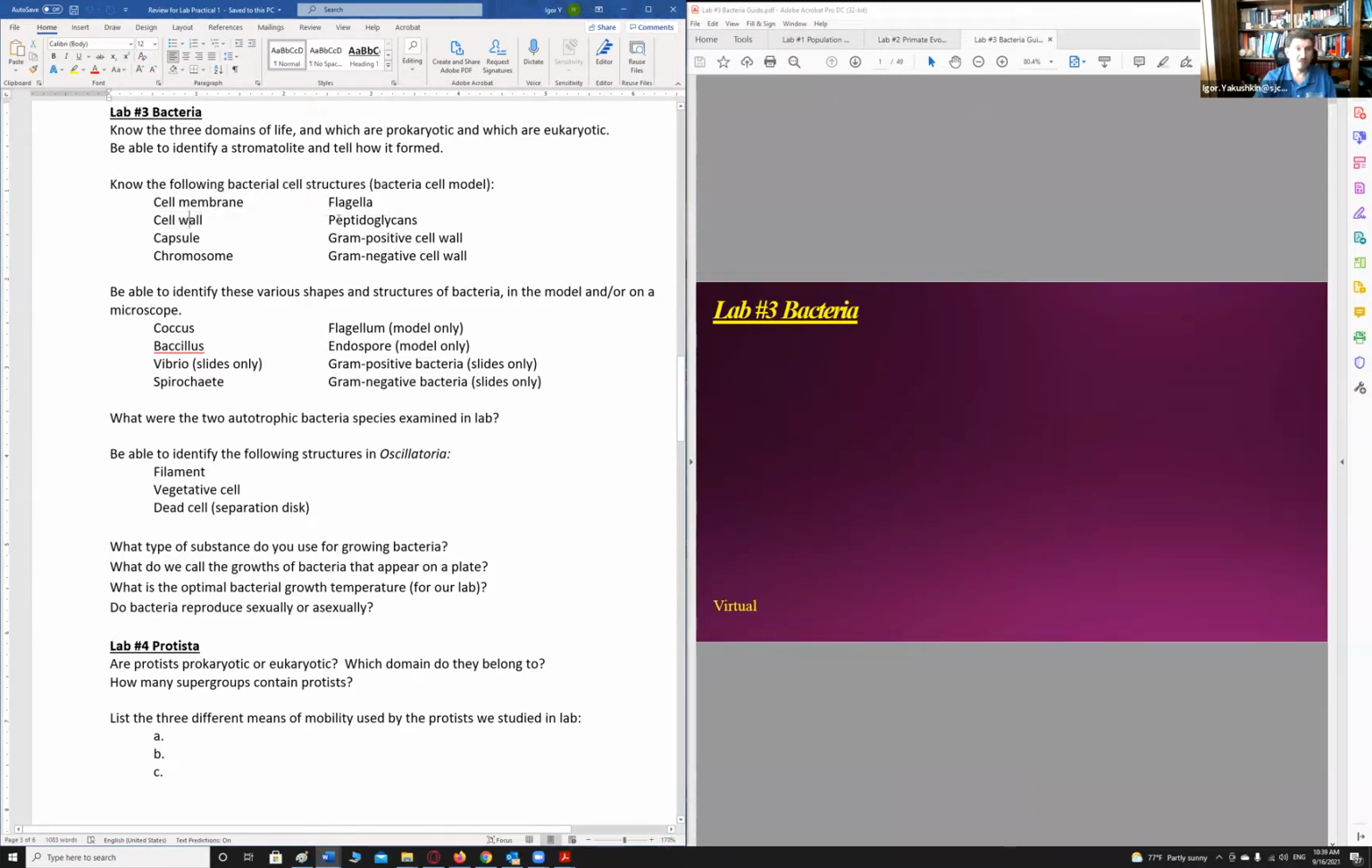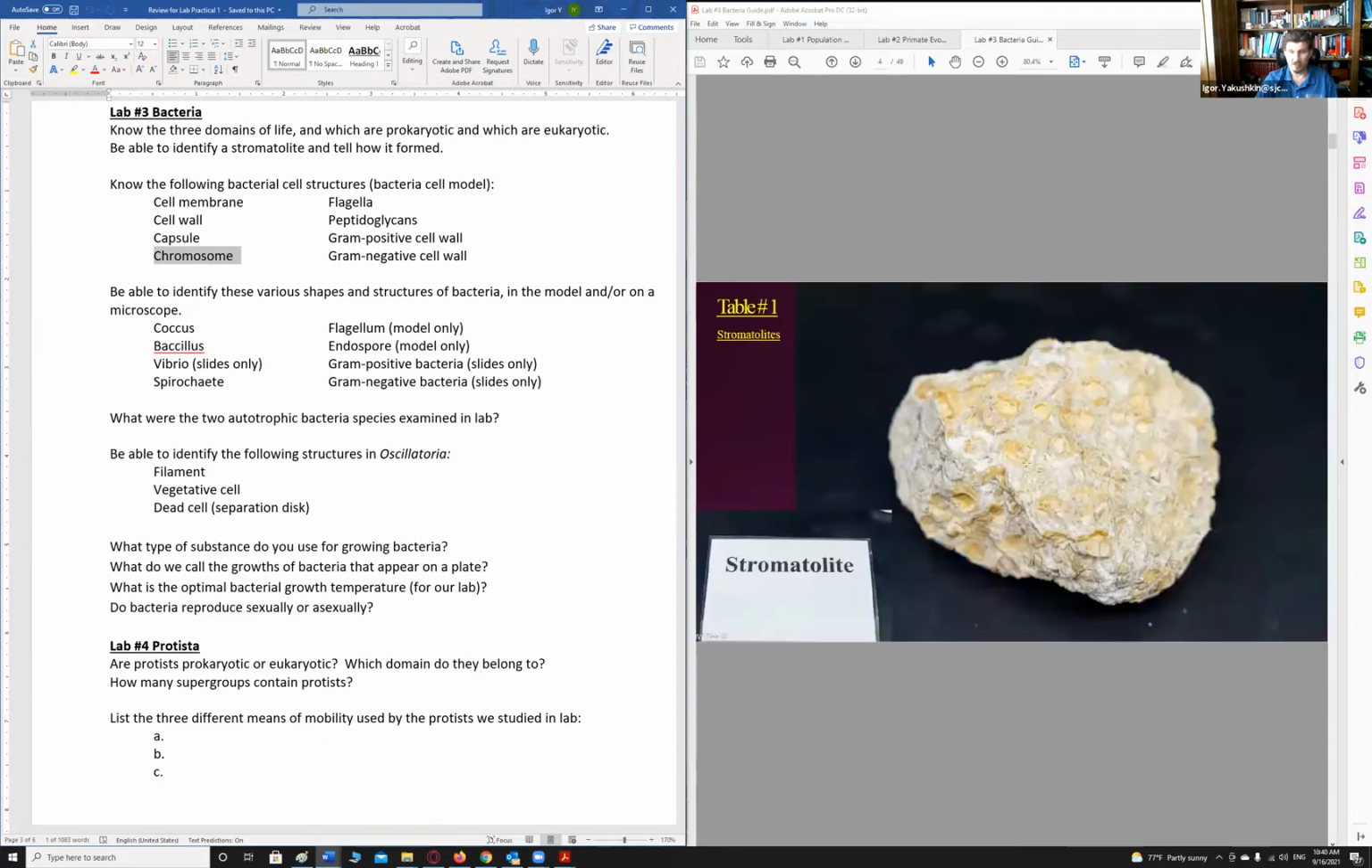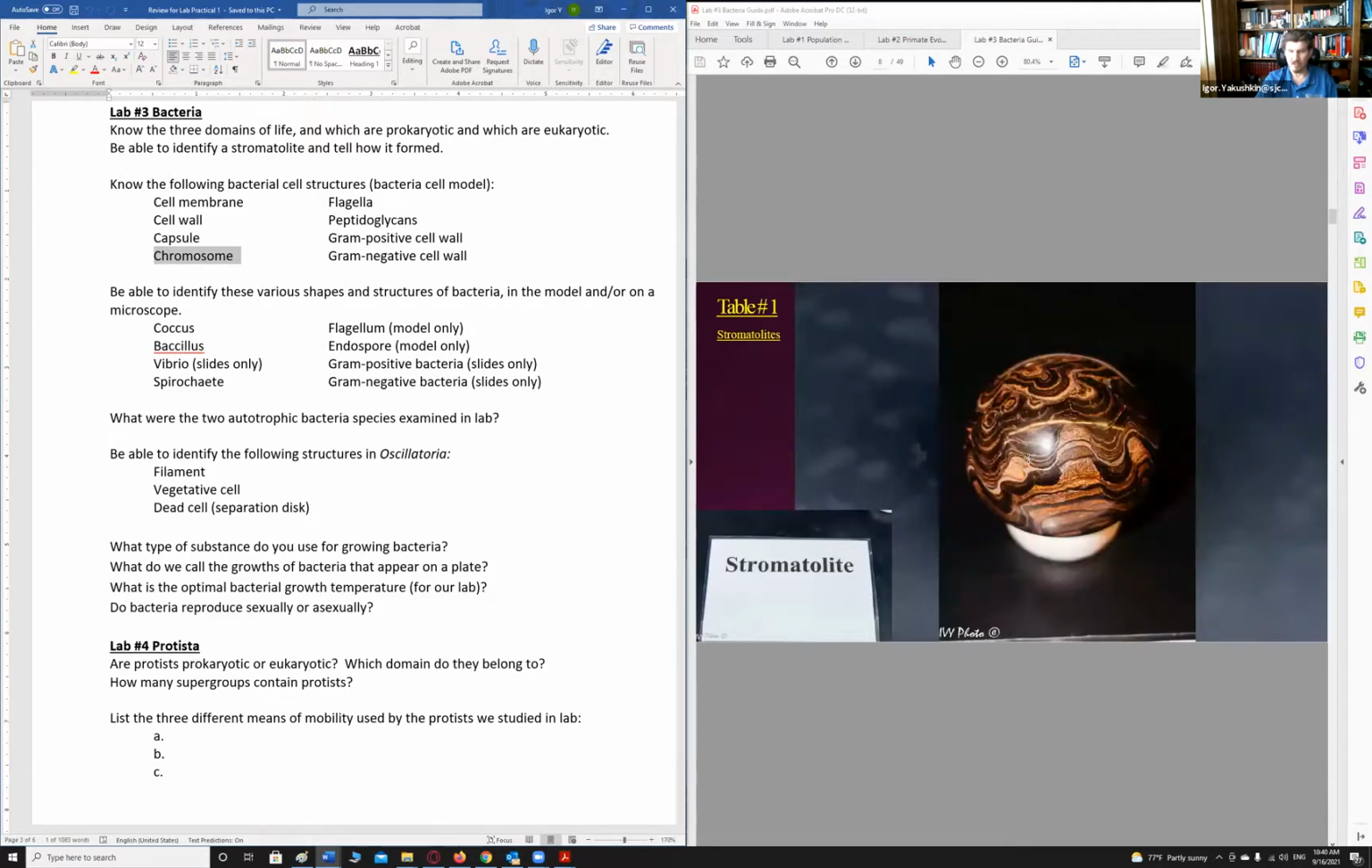Remember what the cell wall is made out of: peptidoglycans, both gram-positive and gram-negative, but gram-negative in addition to the peptidoglycans has the lipopolysaccharides. And then, of course, the flagella, plural, flagellum, singular, and the chromosome. That's basically what you will need to know. Know that the stromatolites are the fossilized autotrophic algae, well, bacteria essentially. So here we go, how the stromatolites look.